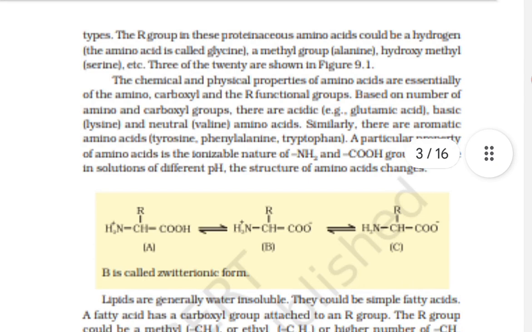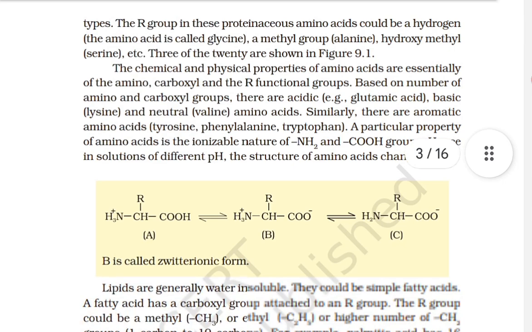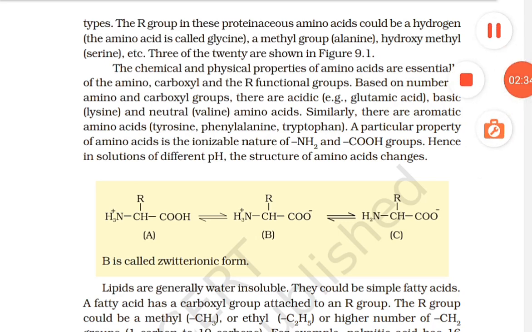Based on the nature of R group, there are many amino acids. However, those which occur in proteins are only of 20 types. The R group in these proteinaceous amino acids could be hydrogen, in which case the amino acid is called glycine. If it is a methyl group, it is called alanine. Hydroxyl methyl is serine, etc. 3 of the 20 are shown in figure 9.1.